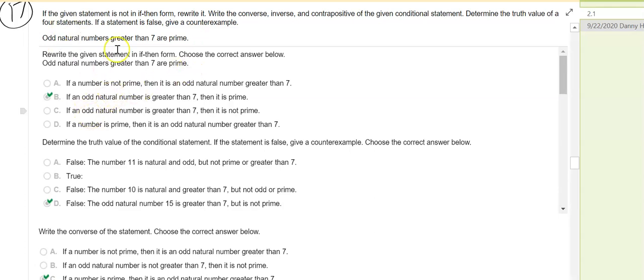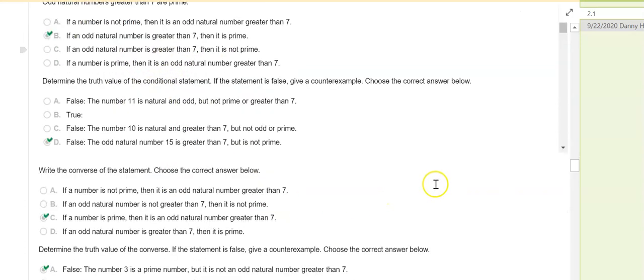And so we're simply writing an if-then, or a conditional. If an odd number is greater than 7, then it is prime. That's all we're doing here. And then we're determining the truth value of this. And so this would be false because the odd number 15 is greater than 7, but it's not prime. So we found a counterexample. 15 is an odd number greater than 7, but it is indeed not prime.